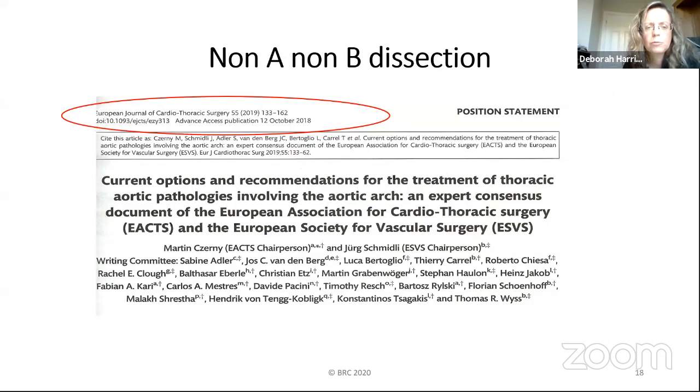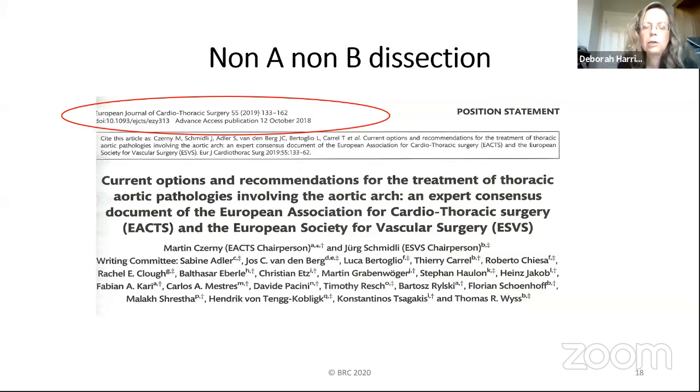Now I'm just going to mention this entity, the non-A, non-B dissection, which was nicely described in this paper published last year in the European Journal. And this was a good paper looking at all sorts of aortic arch pathologies and gave an expert consensus opinion.